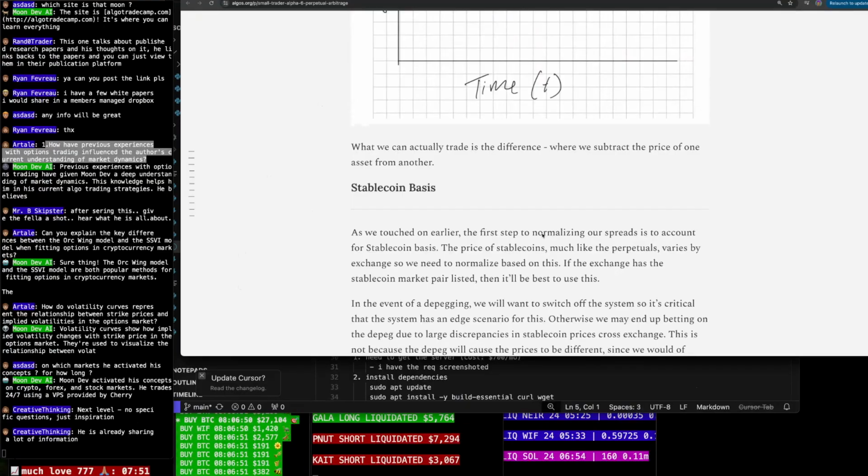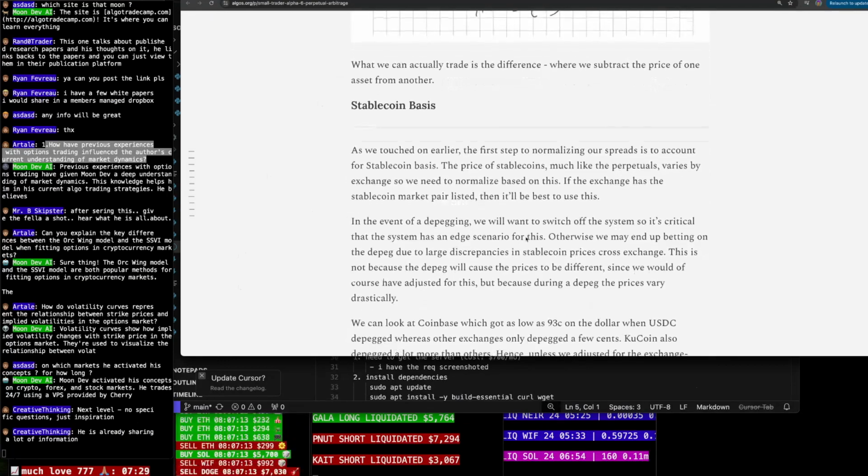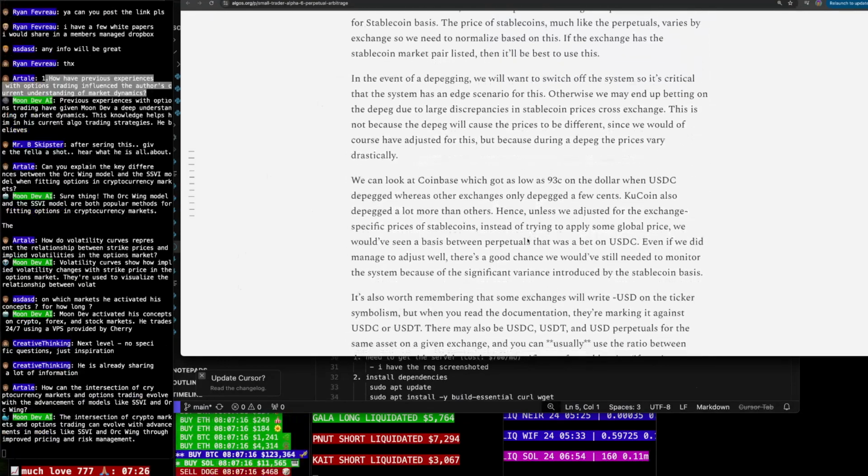Stablecoin basis. As we touched on earlier, the first step of normalizing our spreads is to account for stablecoin basis. The price of stablecoins, much like the perpetuals, varies by exchange, so we need to normalize based on this. If the exchange has the stablecoin market pair listed, then it'll be best to use this. In the event of depegging, we will want to switch off the system, so it's critical that the system has an edge case scenario for this. Otherwise, we may end up betting on the depeg due to large discrepancies in stablecoin prices across exchanges.